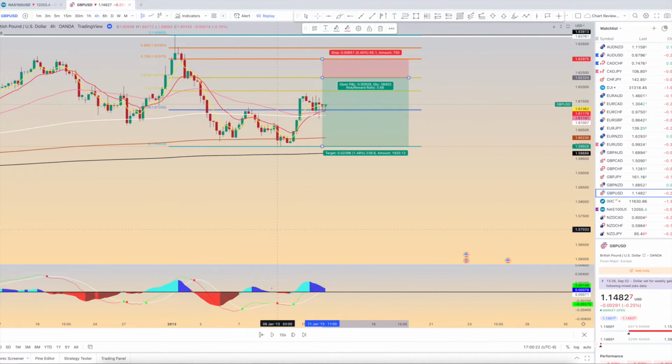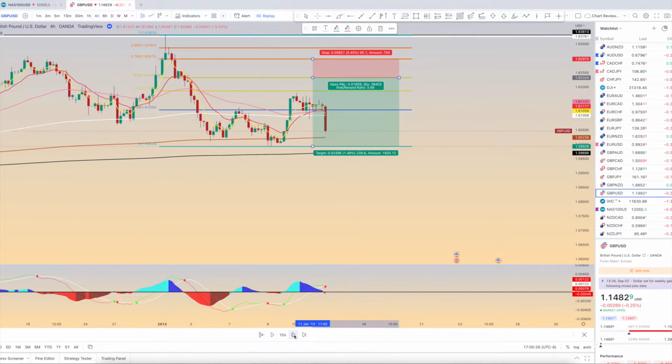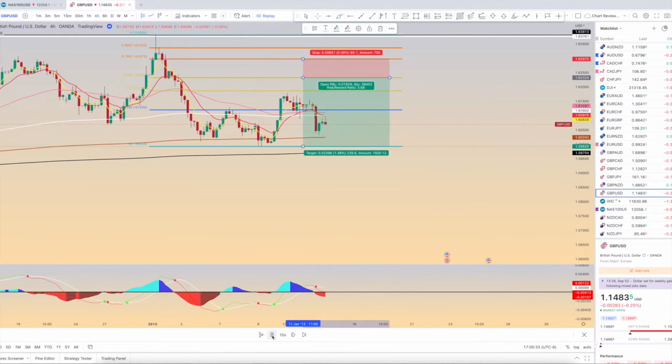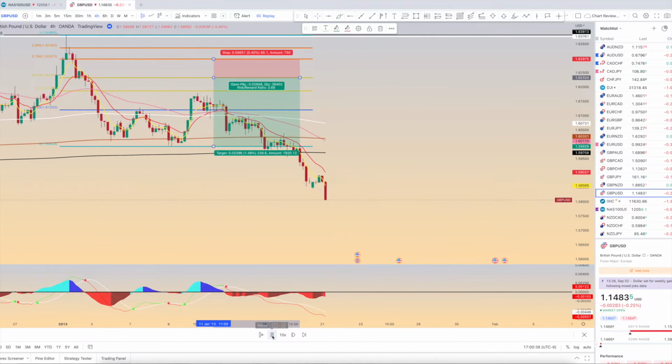No EMA shift, no entry. Now there's an EMA shift, but did it hit anything off the structure? It barely made it to the 50%. Let's just continue to see what happens. Right? Looks like it wants to keep going down. And there we are.